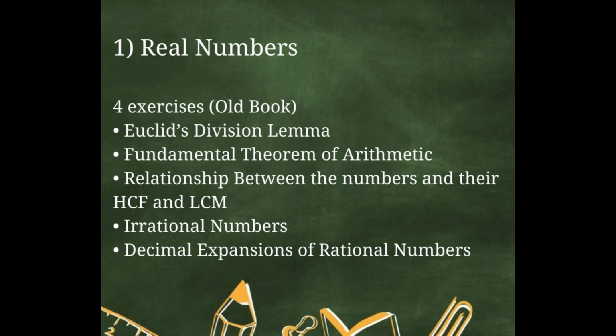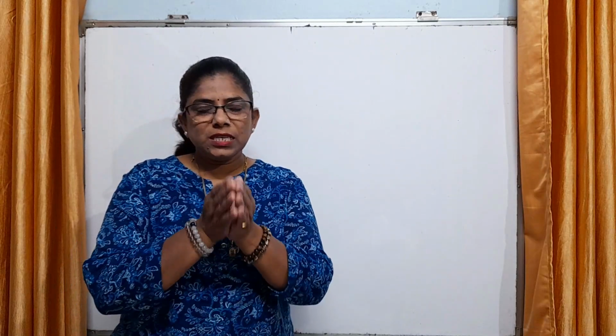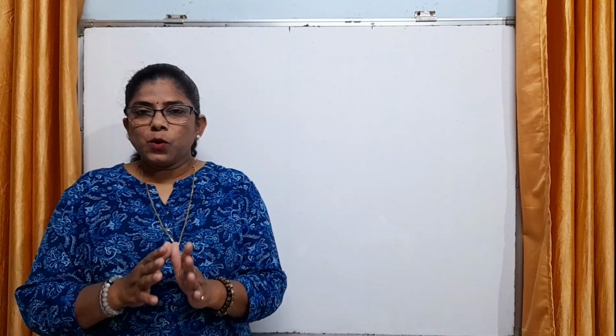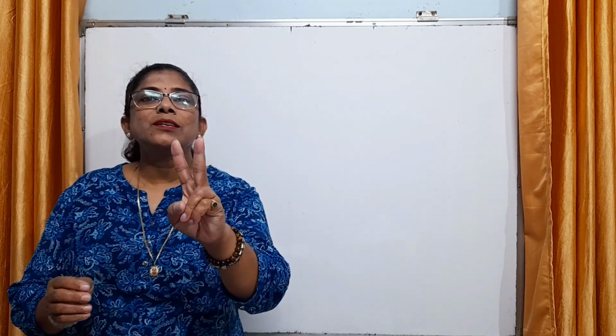In the old syllabus, there were altogether 4 exercises which were based on Euclid's division lemma, fundamental theorem of arithmetic, relation between the numbers and their HCF and LCM, irrational numbers, and the decimal expansion of rational numbers. So these things were included in the old syllabus of real numbers. But now there are going to be only 2 exercises in real numbers which are based on the numbers and the relation between the HCF and LCM of these numbers and the fundamental theorem of arithmetic. So instead of 4 exercises, you have only 2 exercises.